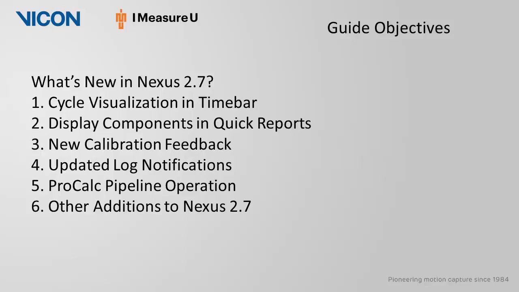In Nexus 2.7, there are several additional features. Nexus will help you easily visualize marked cycles within your time bar. In Quick Reports, you have the ability to pick and choose individual variables. Within Nexus 2.7, several new features have been added to the camera calibration feedback. Certain notifications from the log are more transparent. You can now integrate a ProCalc pipeline operation into your pipeline for post-processing. Lastly, there are a couple other features I will address at the end of this video.